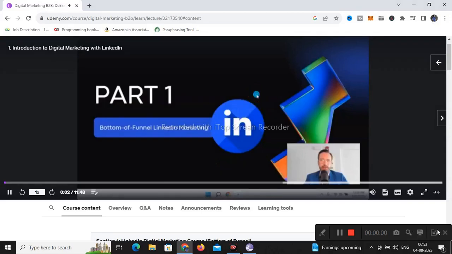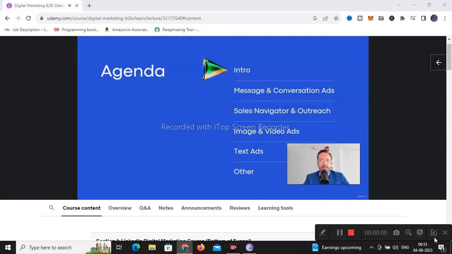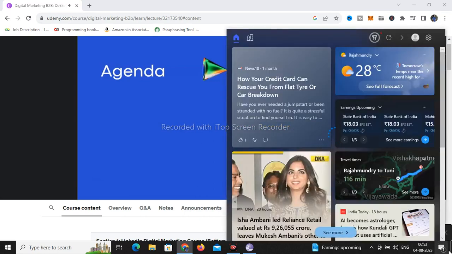LinkedIn marketing. An overview of what we're going to be discussing in part 1 is here on the agenda. We're going to start with an introduction to give a high-level overview of how to approach the bottom of the funnel. Then we're going to get into message and conversation ads, which are the LinkedIn ads that go directly to people's inboxes and look kind of like you're getting a message.